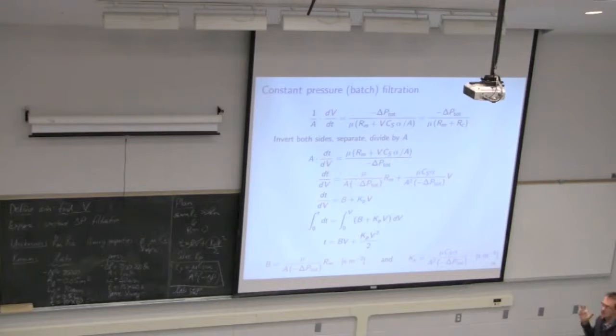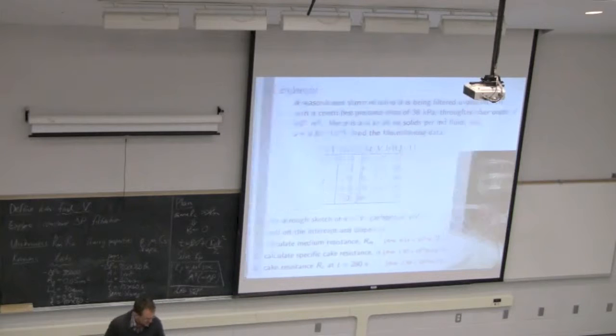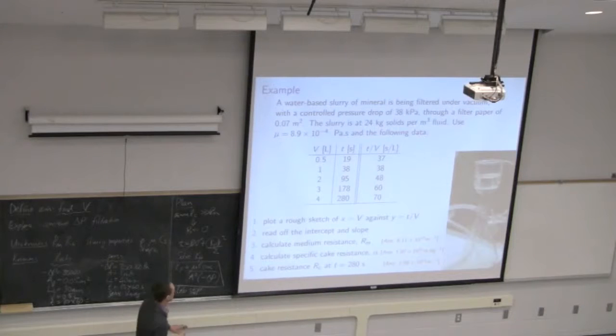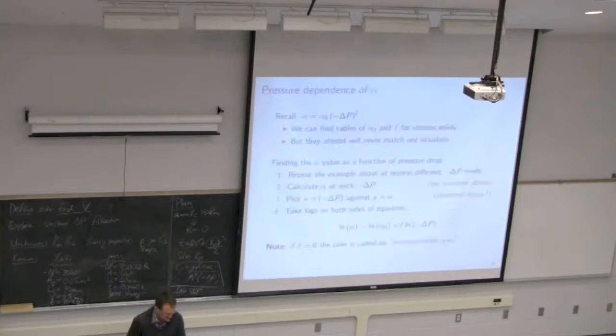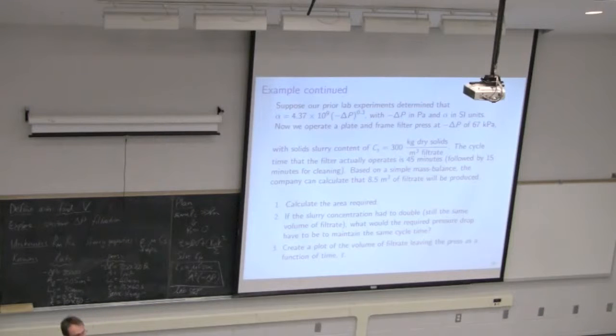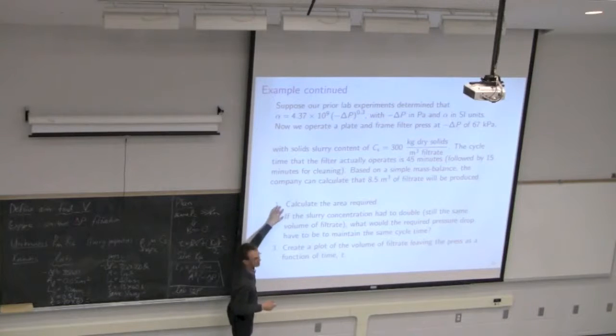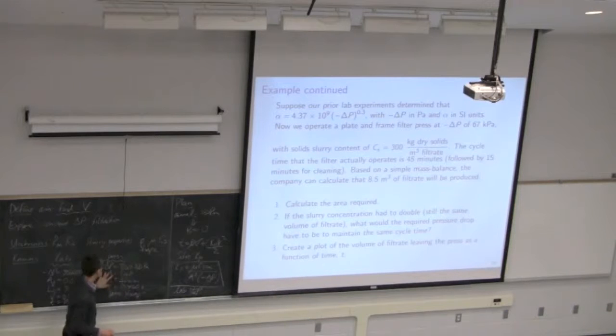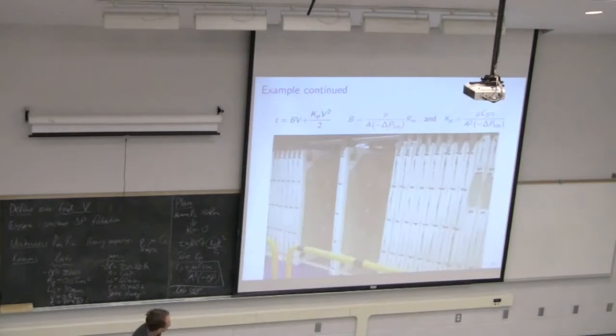So we're doing a lab experiment for what reason? Why do we do lab experiments? So we can calculate these properties, right? And we saw that here in the notes. In that example here, we looked at this picture. We did this lab experiment. We calculated these resistances. And then a few slides later, we reused those resistances to calculate this example continued, and we continued along with the plate and frame filter press. And so we did exactly this same thing in the notes, except in the notes, our objective was to calculate the area required. This time, we're given the area of the plate and frame filter press, and we're required to calculate the volume. Okay, so simple exchange of concept there.